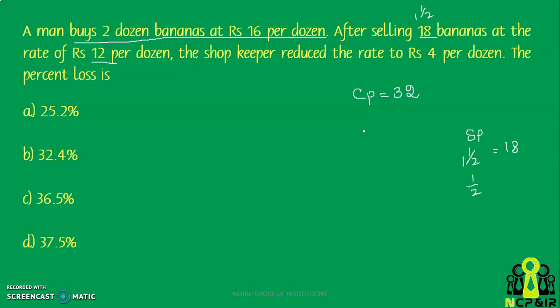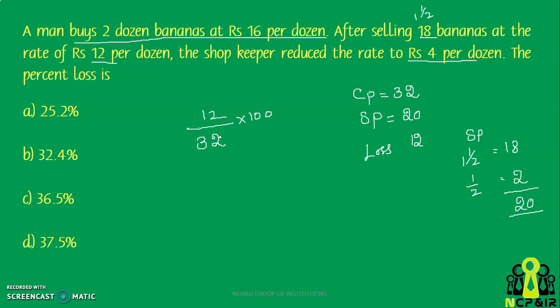Half dozen, and reduced the price at the rate of 4 per dozen. So half dozen will be 2 rupees. So total selling value will be 20 rupees. So he has purchased the bananas for 32 rupees and he has sold them only for 20 rupees, meaning the loss is 12 rupees. So as I mentioned, for the business in which he invested 32 rupees, he faced a loss of 12 rupees. So if he invests 100 rupees, how much will be the loss?